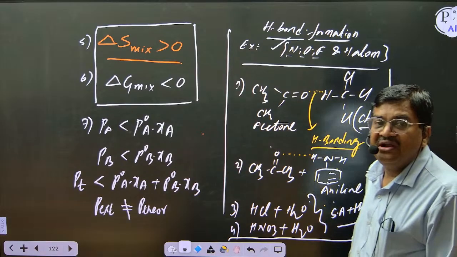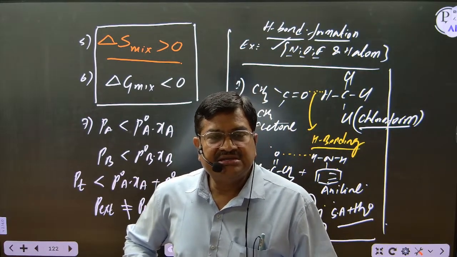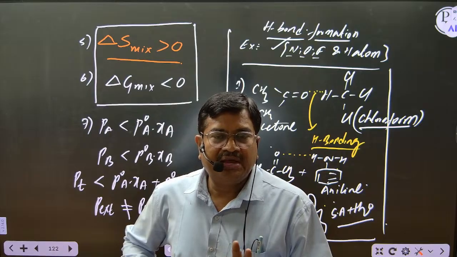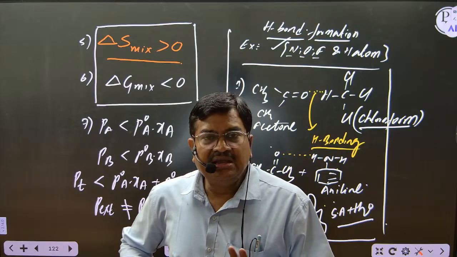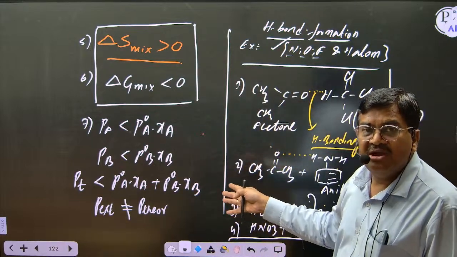Dear students, all of you understood? So with this ideal solution we learnt. Next, non-ideal. In non-ideal we have two types, positive deviation and negative deviation. Now next we have to draw the graph for this. Copied all of you up to here?